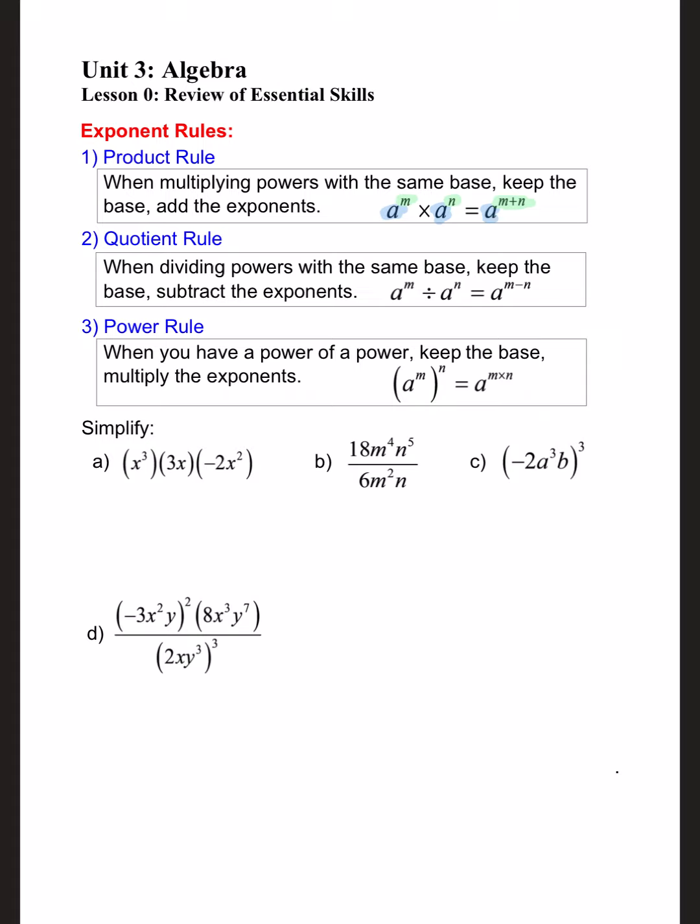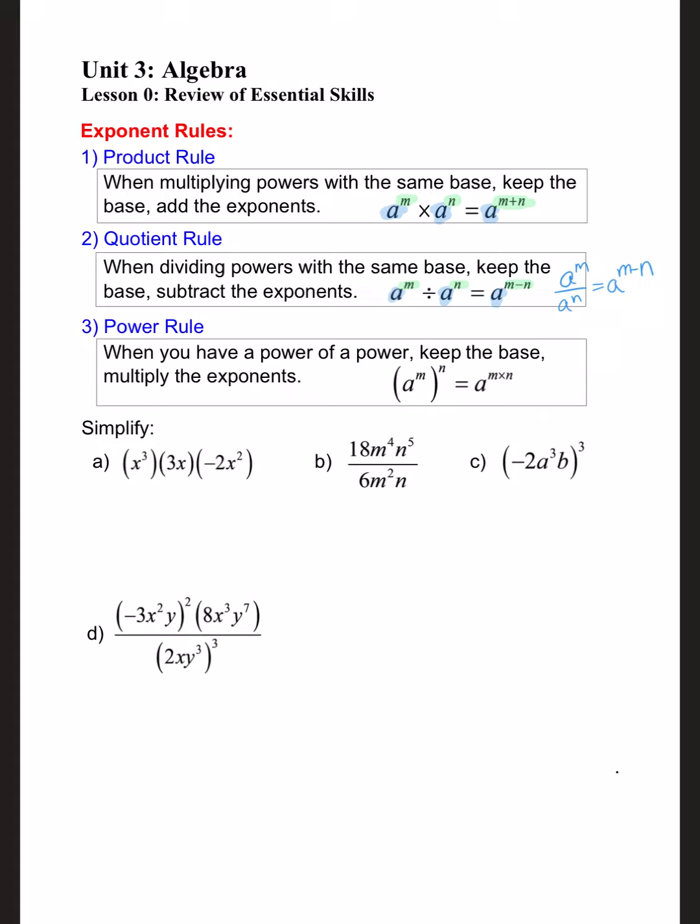Okay. When we're dividing two powers with the same base, again, we leave the base the same, but we subtract. So a to the power of m divided by a to the power of n is going to equal a to the power of m minus n. Sometimes, too, we can also see division written like this, where we have a to the power of m divided by a to the power of n, and the process is the same. We'll still end up with a to the power of m minus n. Okay, that's our quotient rule.